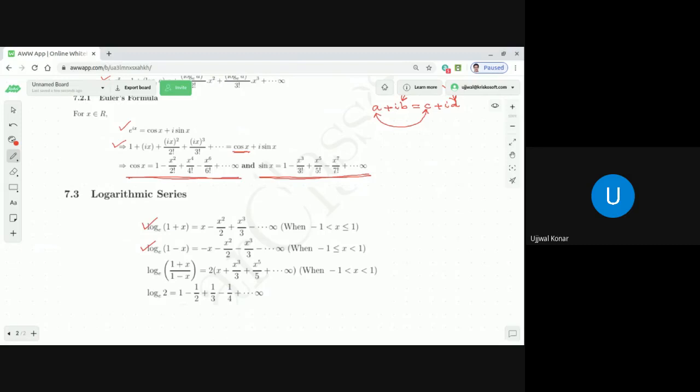Then log of (1 plus x) by (1 minus x) base e is equal to 2 into (x plus x cubed by 3 plus x to the power 5 by 5 plus ...) up to infinity. That you can find just by subtracting this one from this one, because log of m minus log of n is equal to log of m by n. Correct? And if you apply the value x equal to 1, then you can find the value of log 2 base e. If you apply x equal to 1, you will get this series, right, dear students?